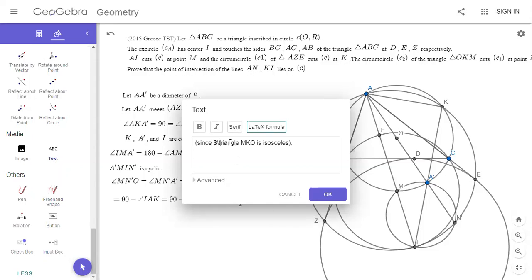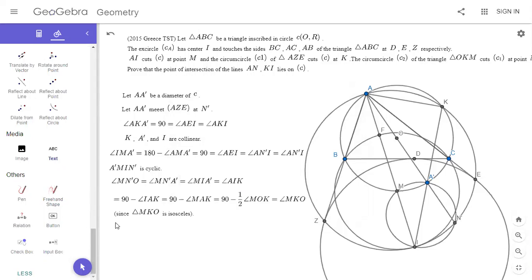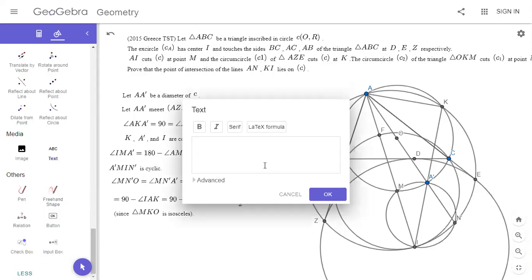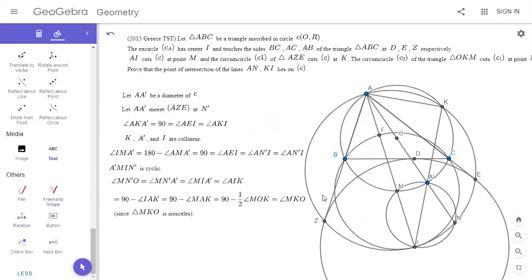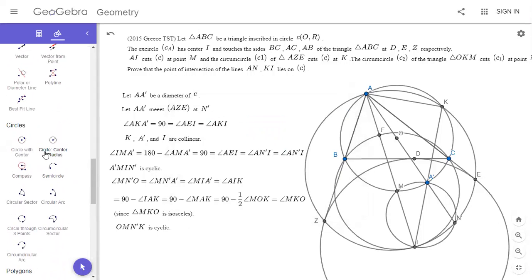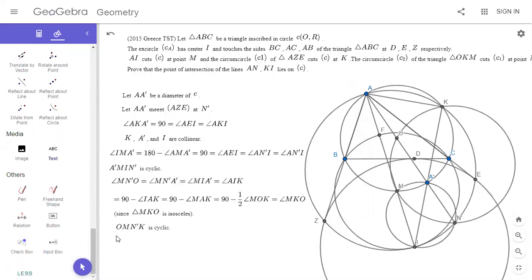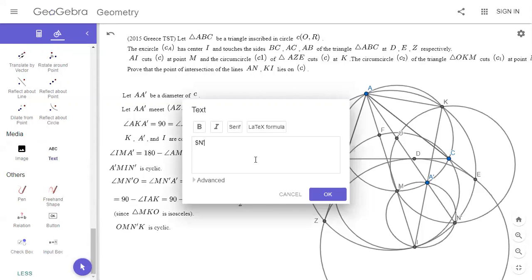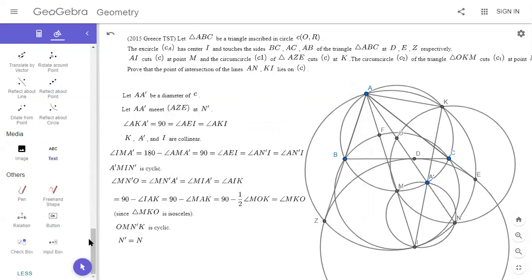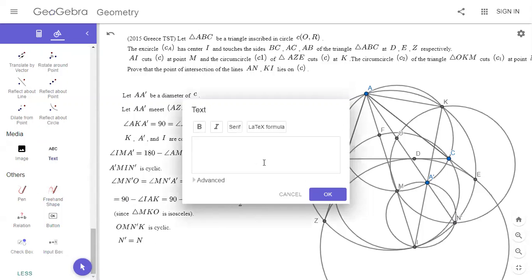So that means that OMN prime K is cyclic. And so that means that N prime equals N. And then that solves the problem. So then AN and KI intersect on C.